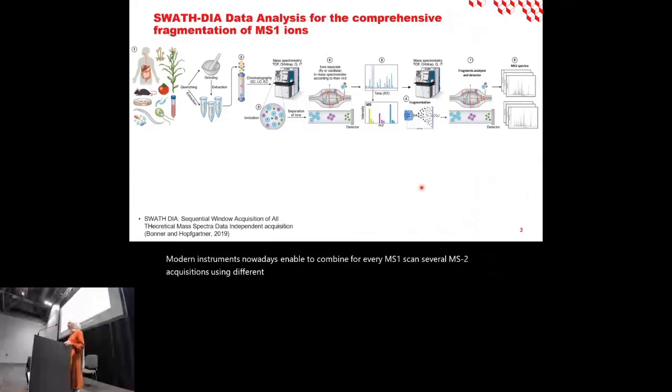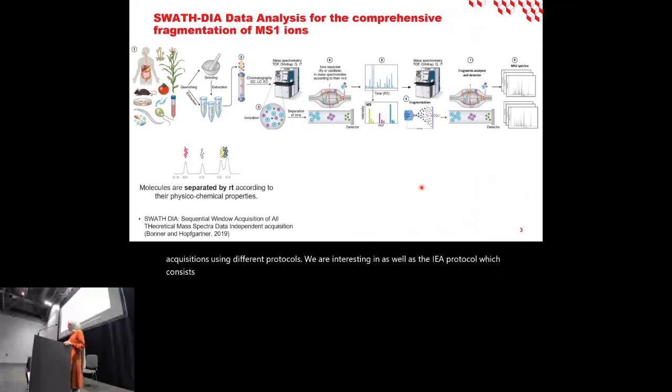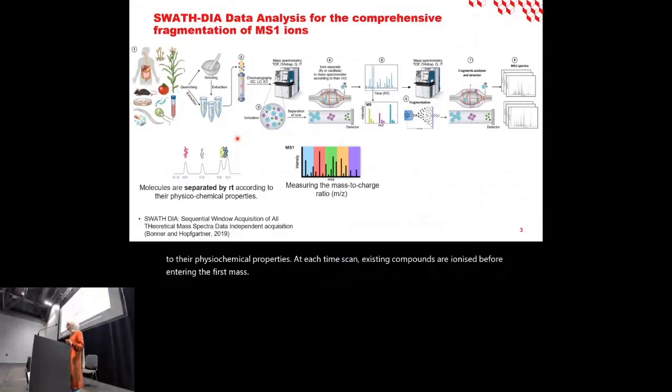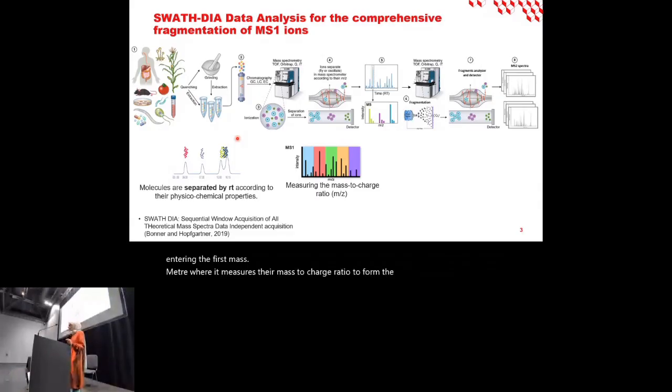We are interested in a SWATH DIA protocol. The biological sample is first injected through the liquid chromatographic column. At this stage, molecules are separated by retention time according to their physicochemical properties. At each time scan, existing compounds are ionized before entering the first mass spectrometer, where it measures their mass to charge ratio to form the MS1 spectrum.